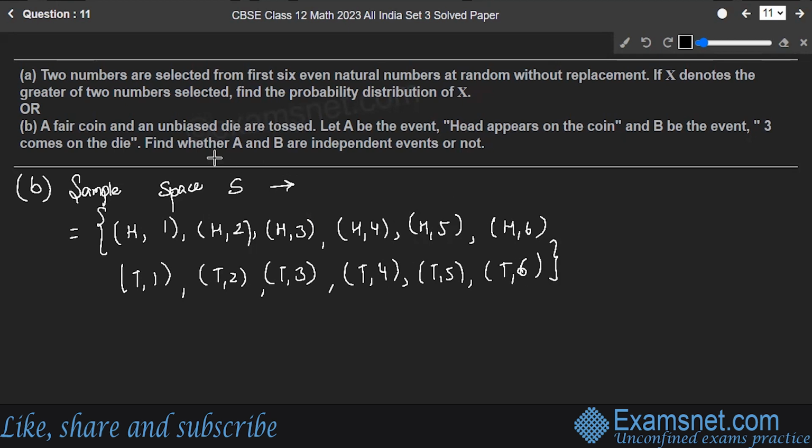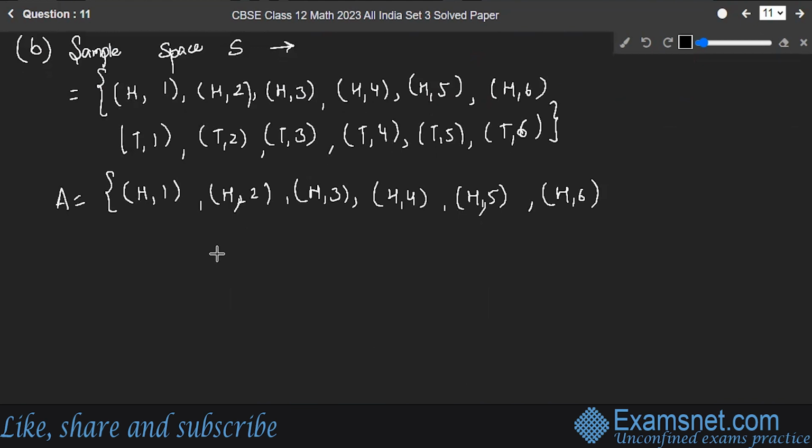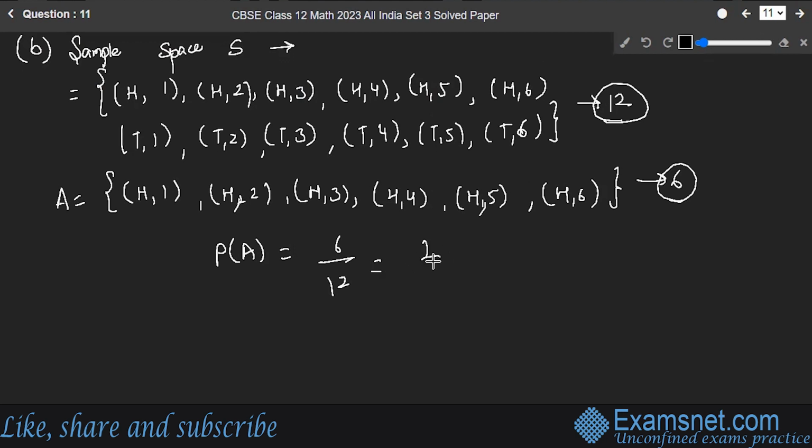Now, it's given that A is the event that head appears on the coin. So the A event will be given by H1, H2, 3, 4, 5, and 6. And B is the event that 3 comes on the die. First of all, what is the probability of getting A? This is 6 upon the total of 12, so that is equal to half.